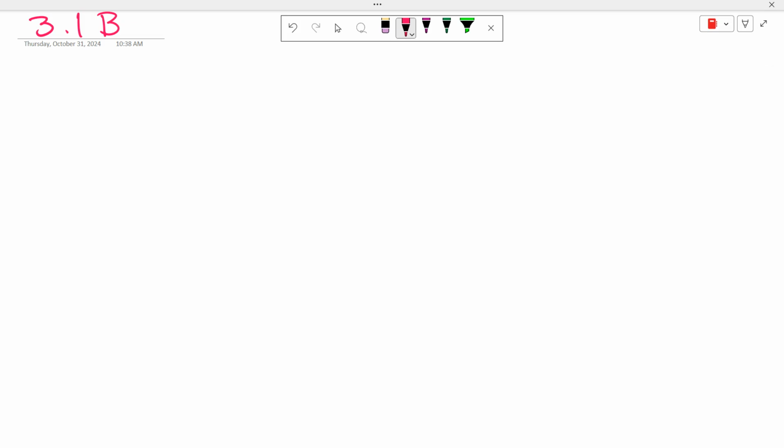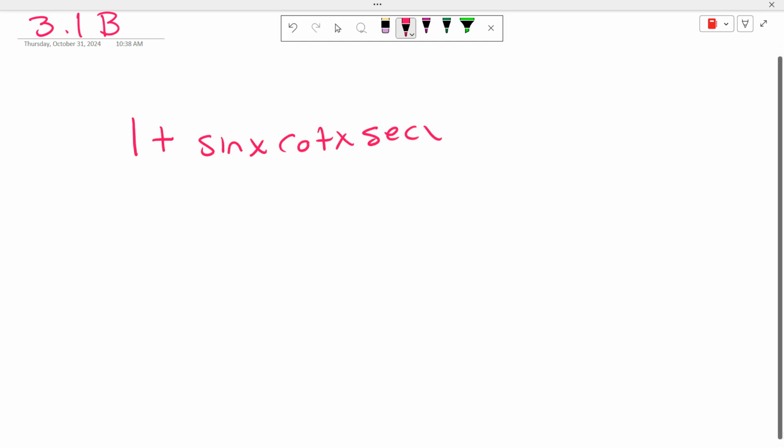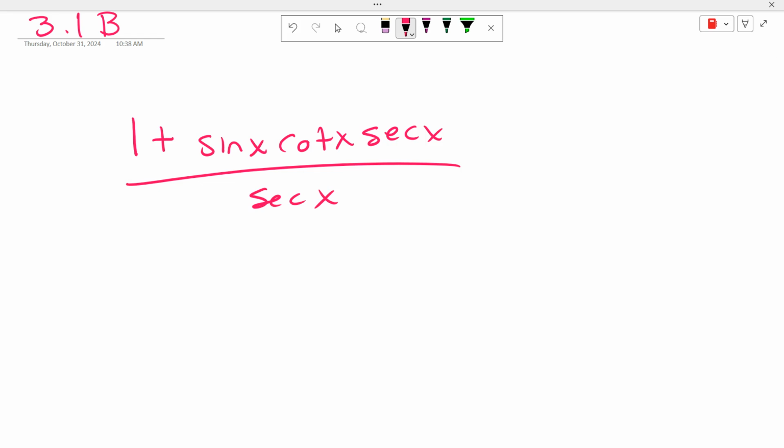Okay, now we're going to expand on this a little bit. So let's say we have 1 plus sine of x, cotangent of x, secant of x, all over secant of x. How would I simplify that thing out? Can I just cancel my secants like that?